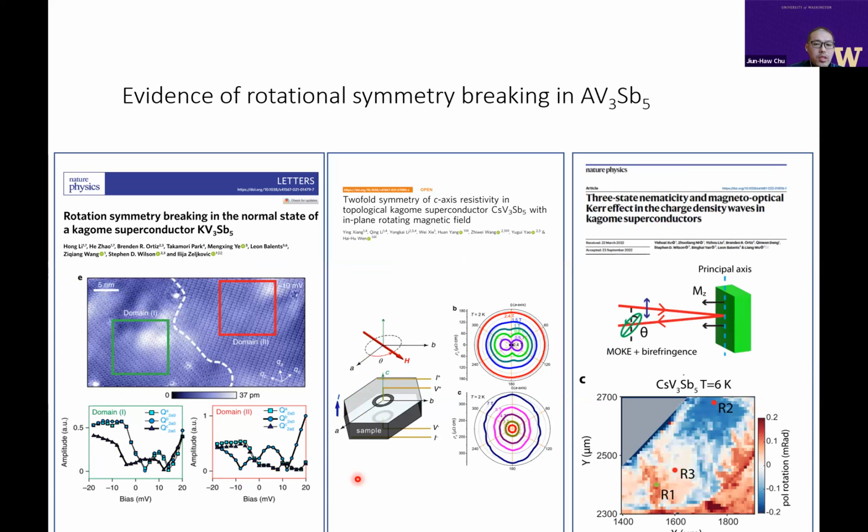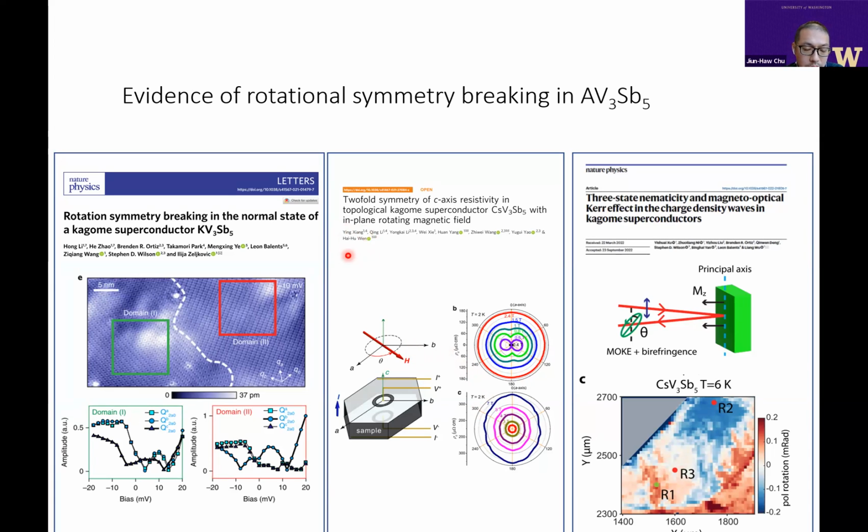And there's even more evidence on the rotational symmetry breaking in this system. First of all, I think actually the very first measurement is this c-axis resistivity measurement done by Haihu Wen's group at Nanjing University, where they measure the resistivity along the c-axis, with transport current along the c direction and measuring voltage difference along the c direction, and then rotating the magnetic field within the ab plane, where they see a twofold pattern.